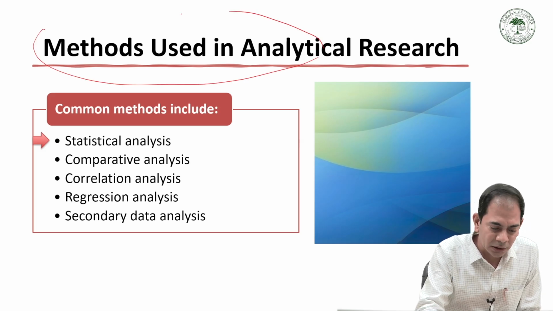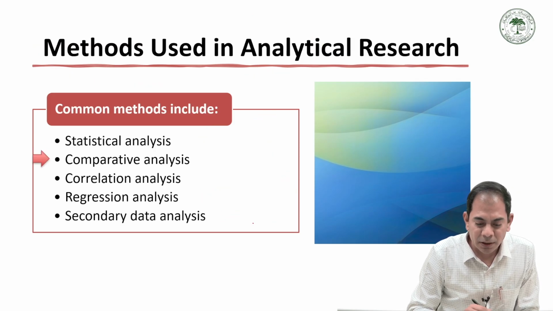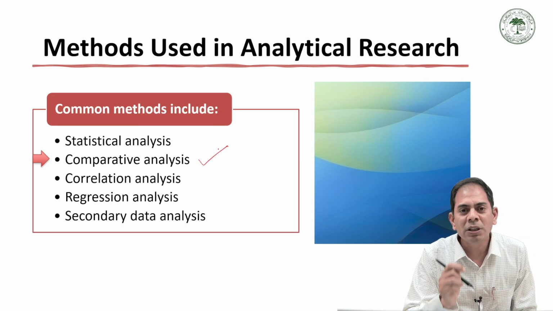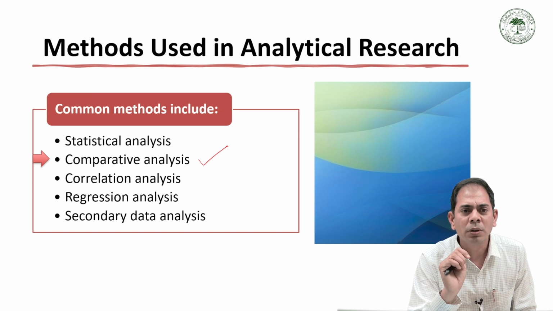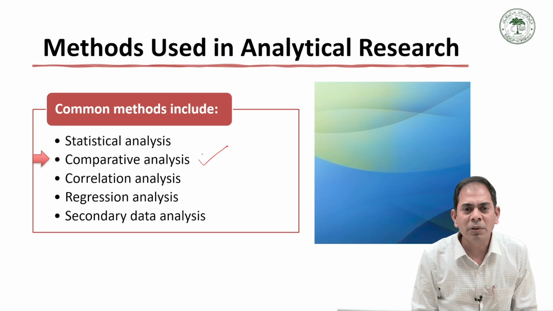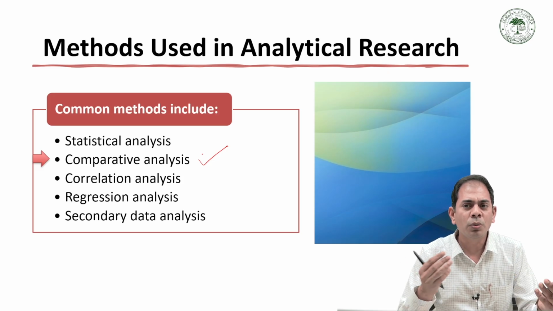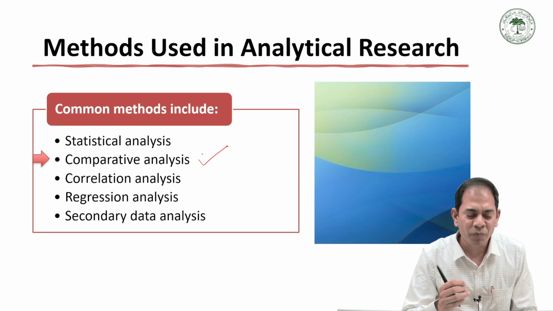Methods generally used in statistical research are statistical analysis, comparative analysis, correlation analysis, regression analysis, and secondary data analysis. We have discussed comparative analysis. Comparative analysis is a method generally used in research to compare two or more groups, situations, studies, or sets of data. It helps the researcher identify the similarities, differences, strengths and weaknesses between the compared groups. Through the comparison, the researcher can better understand the relationship, and it will be helpful to draw meaningful conclusions.